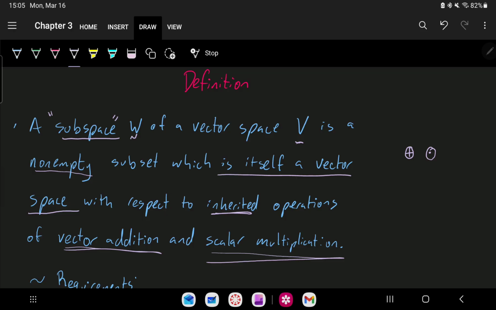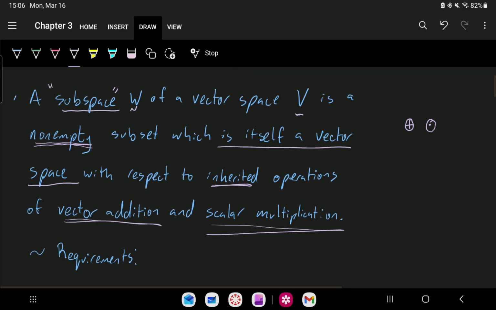Another little component of this definition is non-empty, right? Which seems silly, but you can always have a quote-unquote space or subspace of a vector space that just has absolutely no elements. That's not going to qualify as a subspace because that's trivial. It doesn't make any sense why we would even bother declaring that. So just for the sake of actually doing something, we're going to specify that it has to be non-empty.